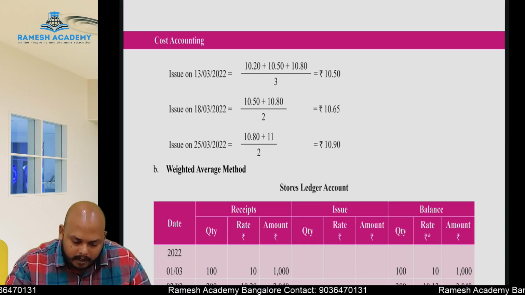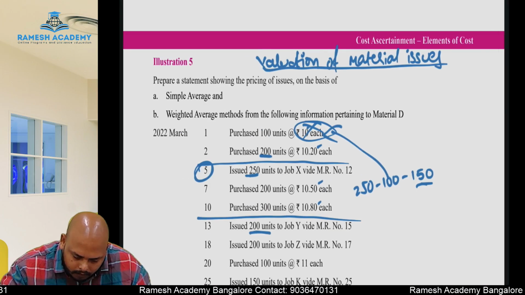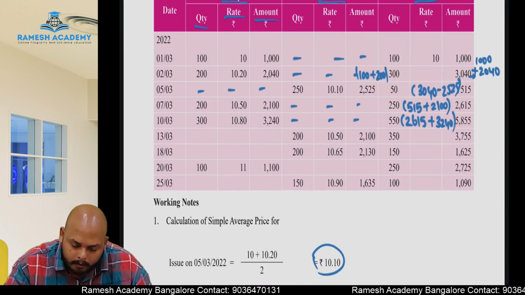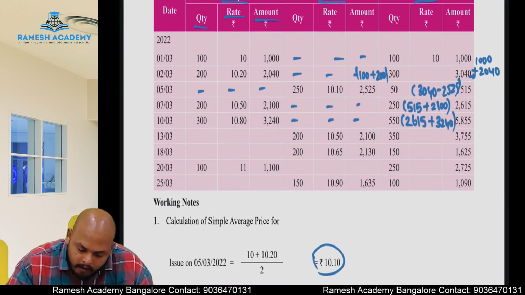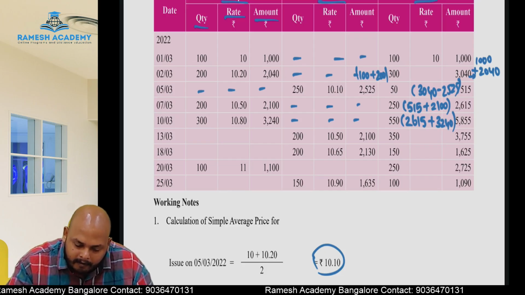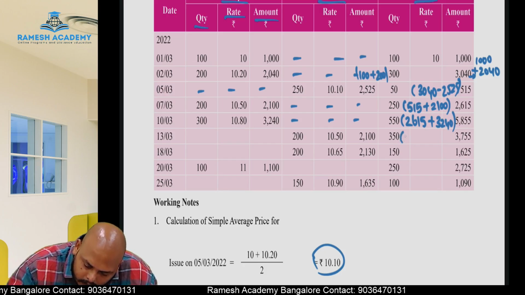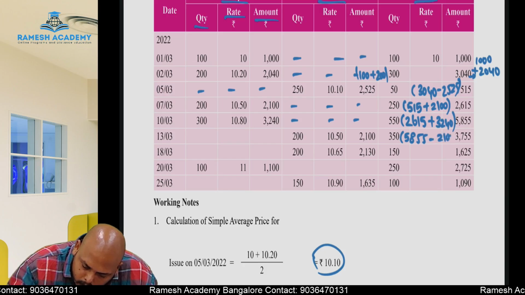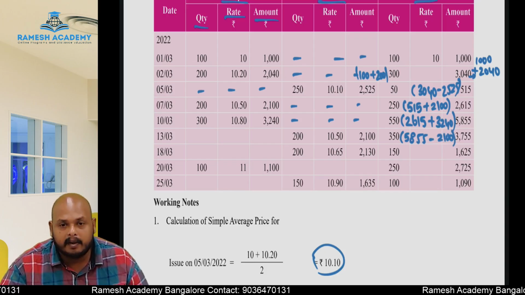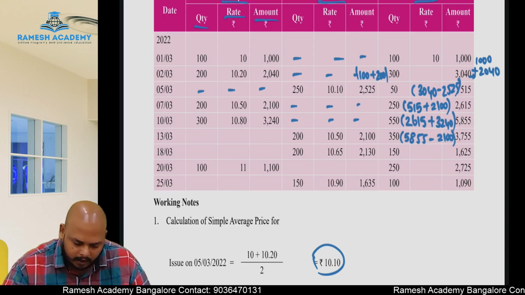So what is the issue price? 10.5. 200 into 10.5, how much? 2100. The balance quantity is 550 minus 200, which is 350. And 5855 minus 2100, what will be the balancing figure? 3755. That will be the balancing figure. Next.